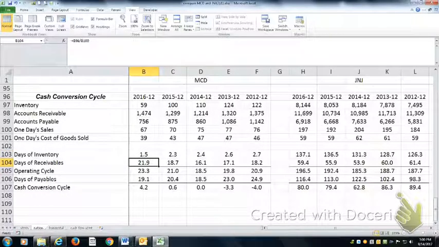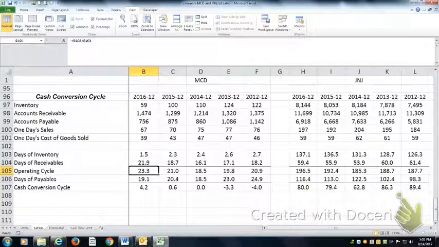All right, days of receivables. That's when somebody owes McDonald's money and McDonald's hasn't collected it yet. Take how much they sell per day, and accounts receivable divided by how much they sell per day is how many days it takes on average to actually receive the money from an accounts receivable. And it's about 3 weeks. So add those two together, a day and a half in inventory, 21.9 days in accounts receivable. You get about 23.3 days in the operating cycle.